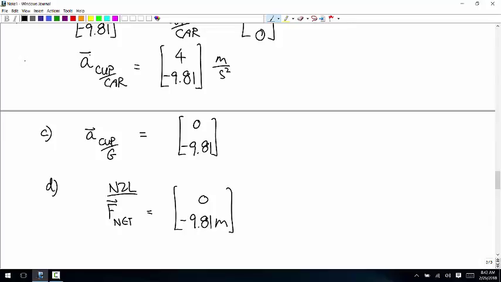Part A: positive 4, negative 9.81. That's the acceleration of the cup relative to the car. I'm sorry, A is an observer outside the car. So that's the acceleration of the cup relative to the ground, and that's 0, negative 9.81. To the observer inside the car, it's 4, negative 9.81.